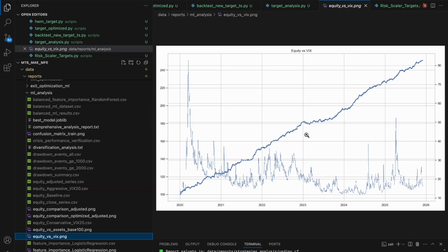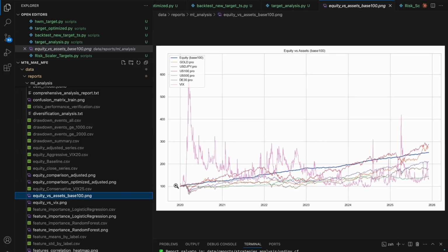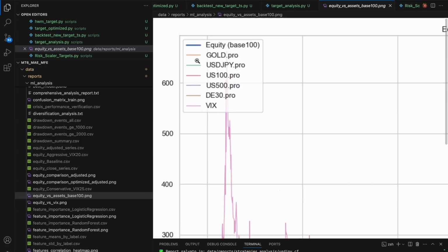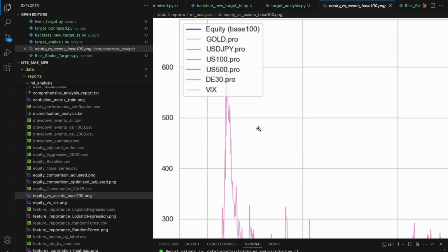Those are the last two graphs I wanted to show you, so I'm not going to show you anything else after. Those are still the portfolio compared to different benchmarks. In this case, we also have USD JPY, and then we have the DAX, which is the German index.